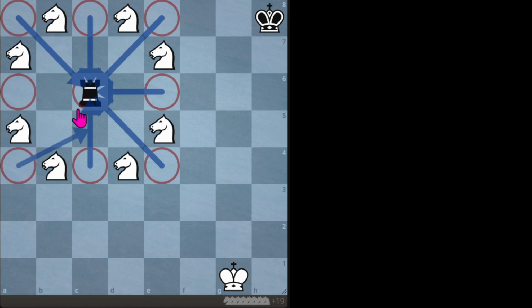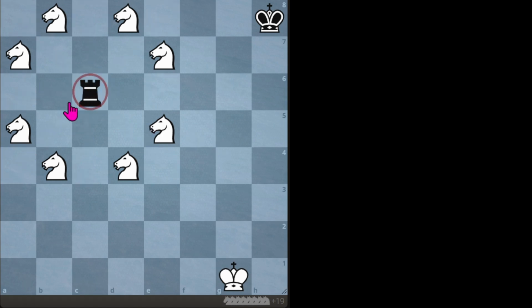Therefore, the first and most important rule: if you have a piece that you would like to check if it is hanging, and you are checking whether the knight can capture it, always check the squares that are the opposite color of the rook.